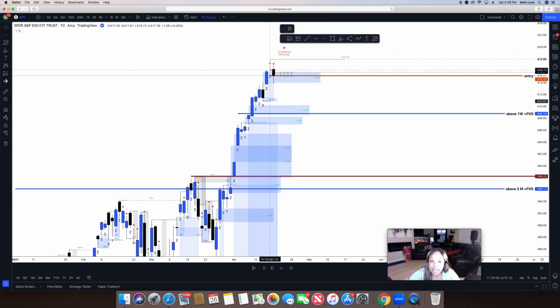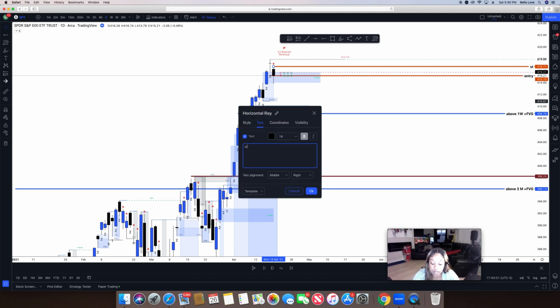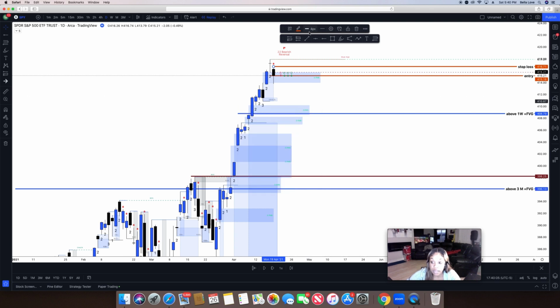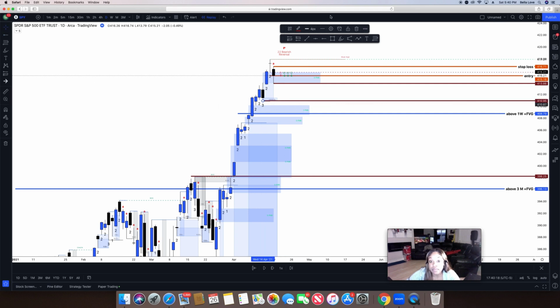I will have my stop loss just above the last high of this candle. So at 416.71, this will be a stop loss for me. And now I am going to set my targets. So my first target would be 413. Now make my target points red. My next target will be towards 410. My last target will be towards 410.26, so not too far.